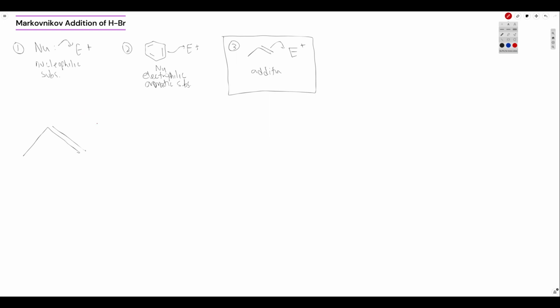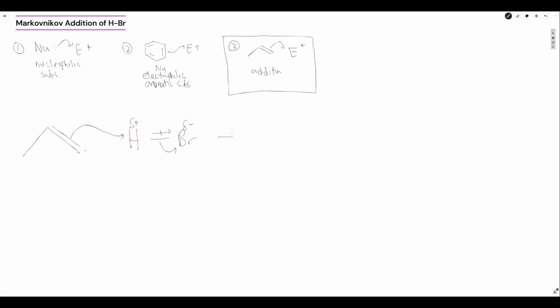Okay, I'm going to draw the H in red to highlight something. And we have our Br. Now again, the H is delta positive and the Br is delta minus because this bond is polarized toward the Br. So this is our nucleophilic source of electrons in the pi bond. It attacks the H and the Br leaves with the pair of bonding electrons. Okay, so the Br is the leaving group.